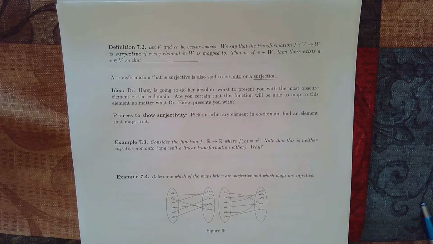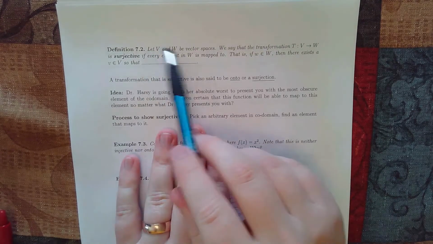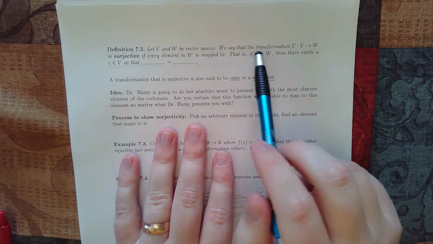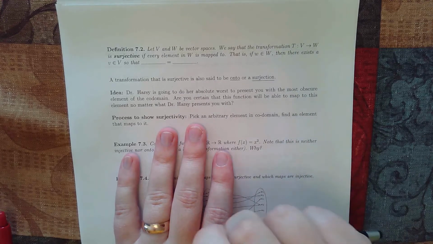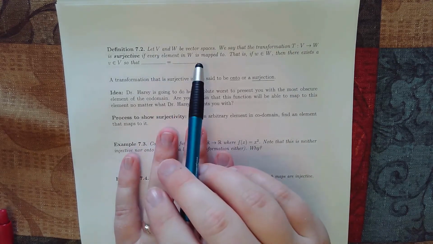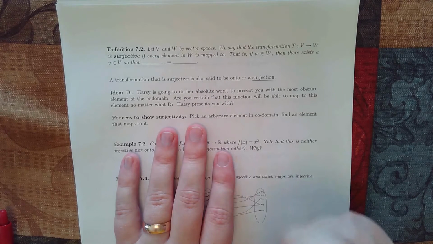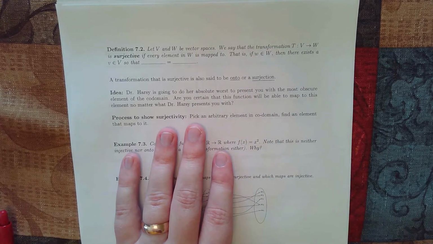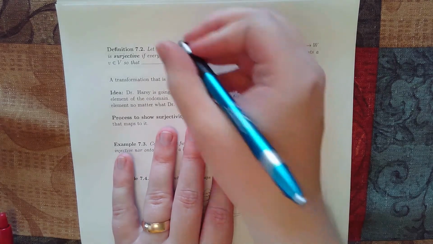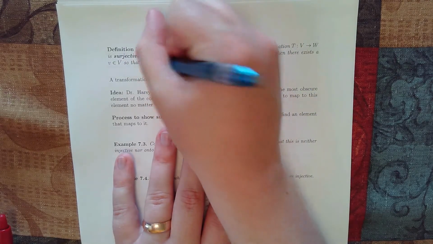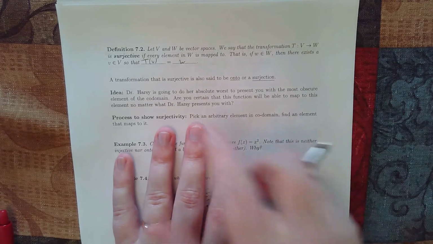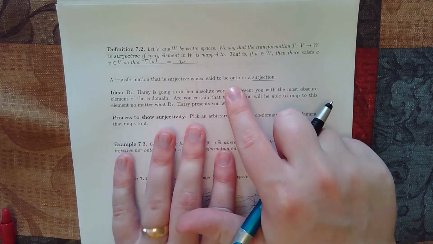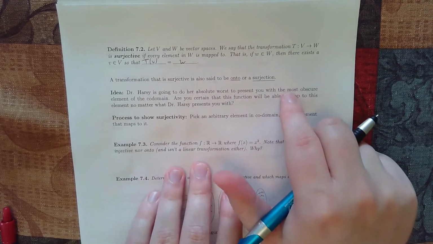So that brings us then to our next definition, which is that of surjective. So again, we're going to let V and W be vector spaces. We say that the transformation from V to W is surjective if every element in W is mapped to. That is, if we have some element W in the codomain, then there is some V so that T of V equals W. So a transformation that is surjective is also said to be onto or a surjection.